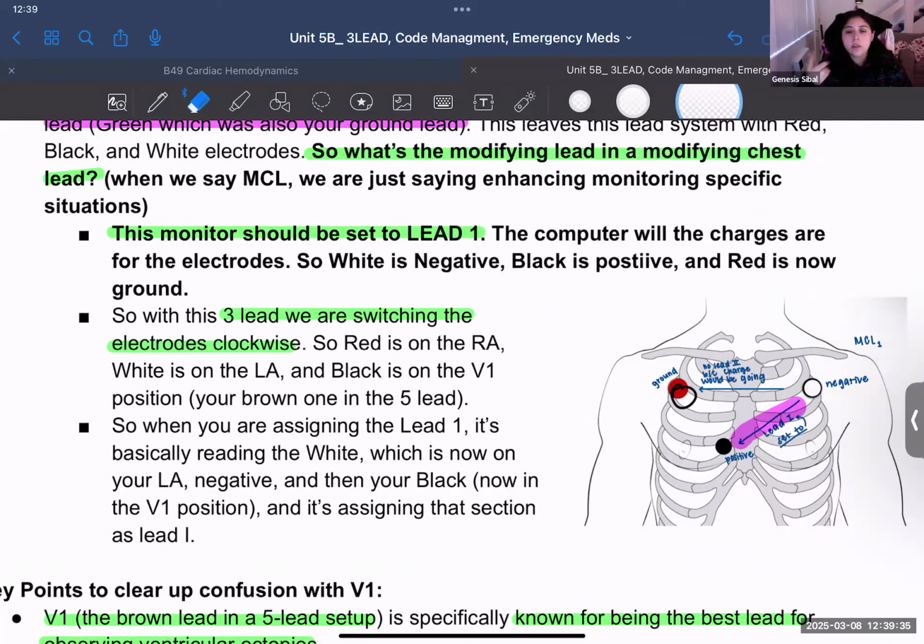your brown one in the 5 lead, that was your V1, right? But you're basically just wanting to, I would think about it like shifting it up almost, because again, you're going clockwise for the colors. So you just have to also remember the black one is just going to be in the V1 position where it was for the brown one, which is going to be like the center of the chest.